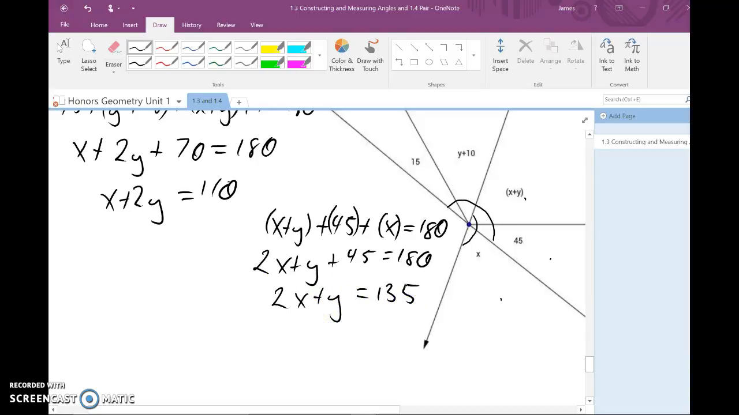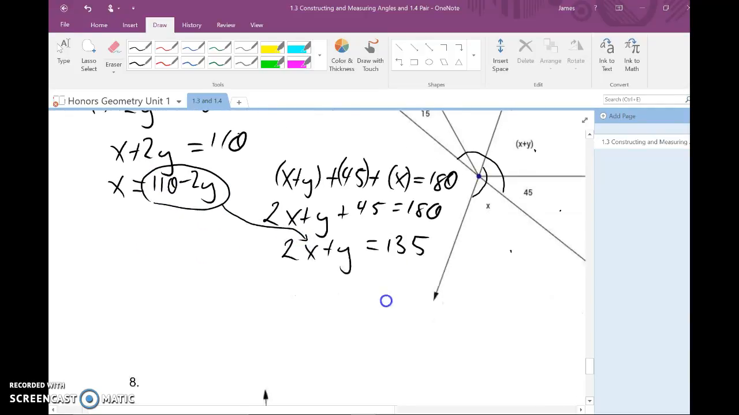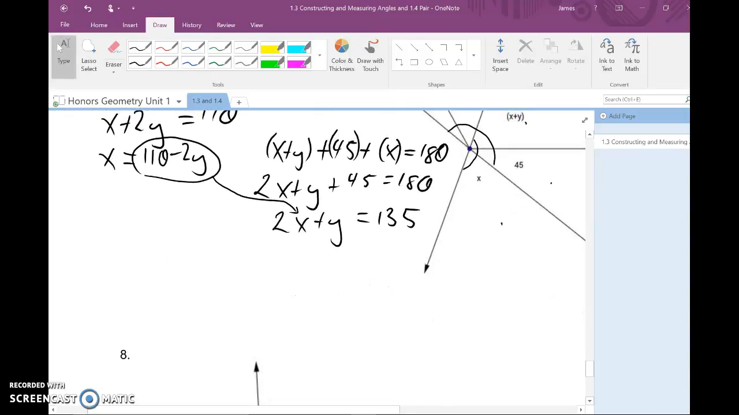Okay. Now if I take a look at this here, I can see that I have x's and y's in both these equations. And it's up to you how you want to do this. For our purposes today, what I'm going to do is just go ahead and solve the first equation for x. That's the easiest one. So I'll just subtract 2y from both sides. So x equals 110 minus 2y. Okay. Now I'm going to take that expression right here and plug it in for this x over here. That way we've got it so there's only one variable to work with.